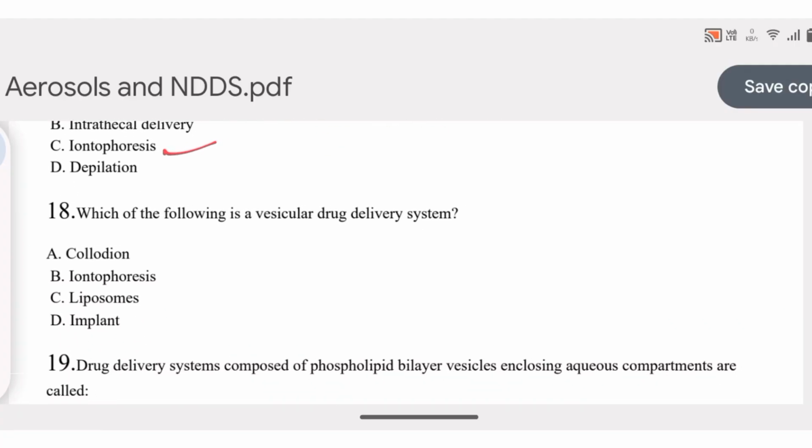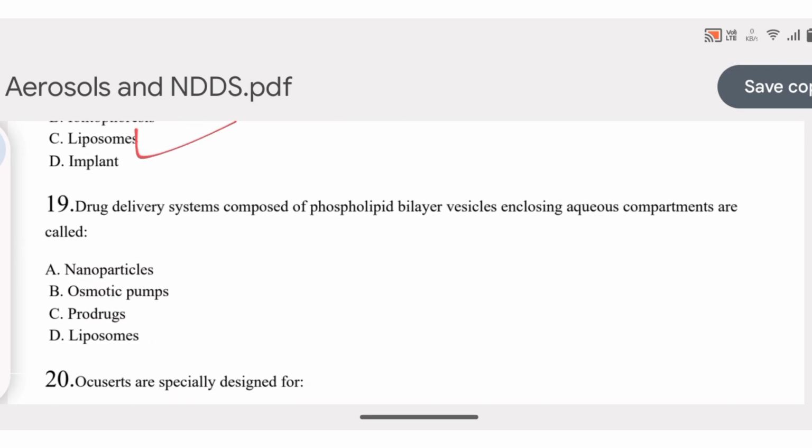Next question. Which of the following is a vesicular drug delivery system? Remember the word vesicular. Yes, the right answer is liposomes, because it is a vesicular system and it is composed of a phospholipid bilayer. Next question. Drug delivery systems composed of phospholipid bilayer vesicles enclosing aqueous compartment are called as. This has come previously. So the right answer will be liposomes.